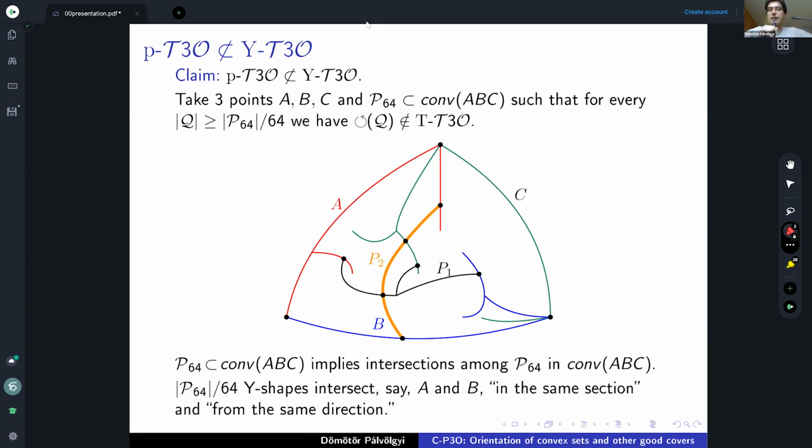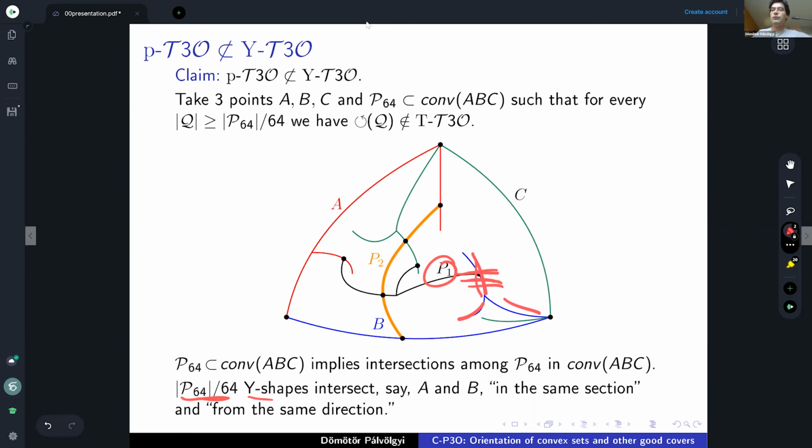Okay. And now we look at, let's say that these P shapes will intersect B in some part, and we look at some sections of B, like this would be one section of B, another section of B, another section of B. I hope you see how I'm looking at different sections. And because I took so many points, there will be some Y shapes, some of these P ones, that really intersect this B all in the same section.